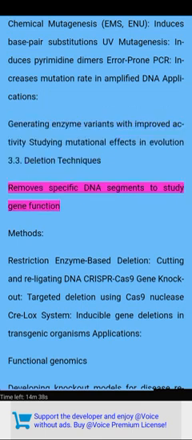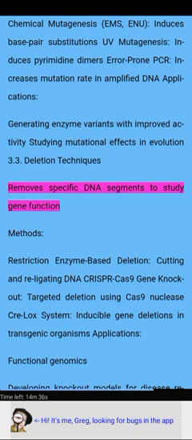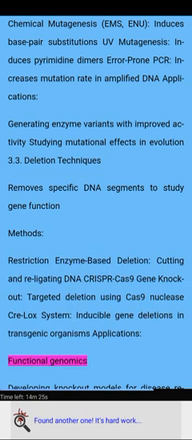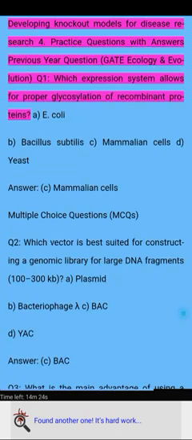3.3. Deletion techniques remove specific DNA segments to study gene function. Methods: restriction enzyme-based deletion, cutting and religating DNA; CRISPR-Cas9 gene knockout, targeted deletion using Cas9 nuclease; Cre-lox system, inducible gene deletions in transgenic organisms. Applications: functional genomics, developing knockout models for disease research.